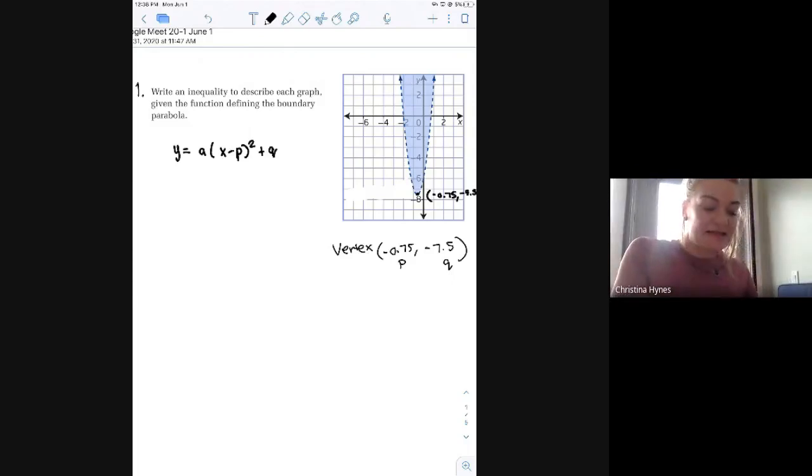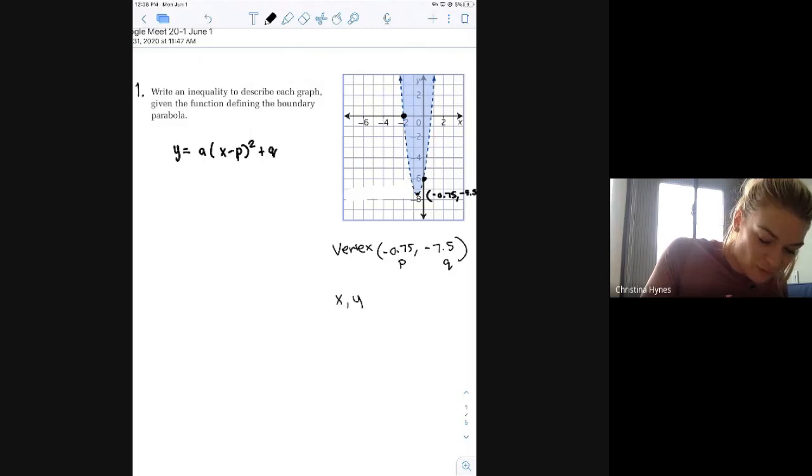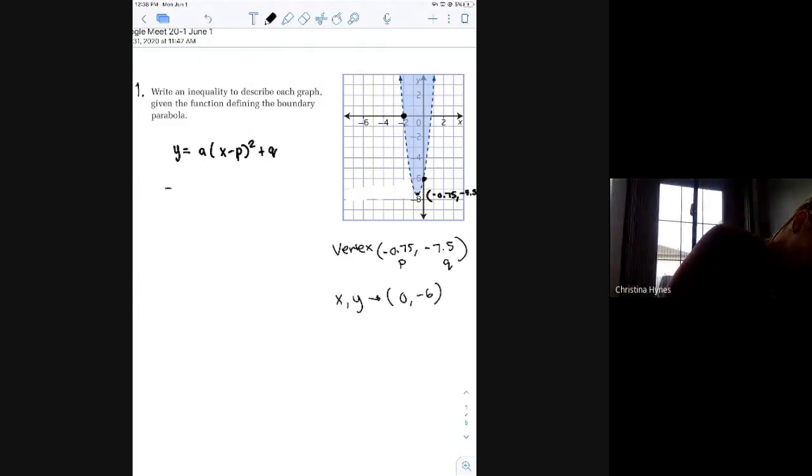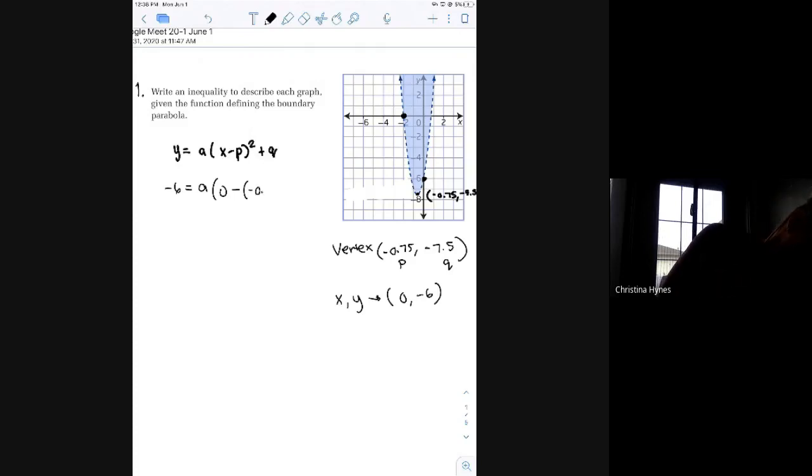I'm also going to pick another point. If the x-intercept is clear, you could use that, or you can use the y-intercept. Any point that is clear, use it for your x and y. I'll use my y-intercept, which is 0 and negative 6. Once you have the vertex and one other point, plug it into your equation. So your y is negative 6, your a is what you're trying to solve for, x is 0 minus my p, negative 0.75, squared plus my q, which is negative 7.5.